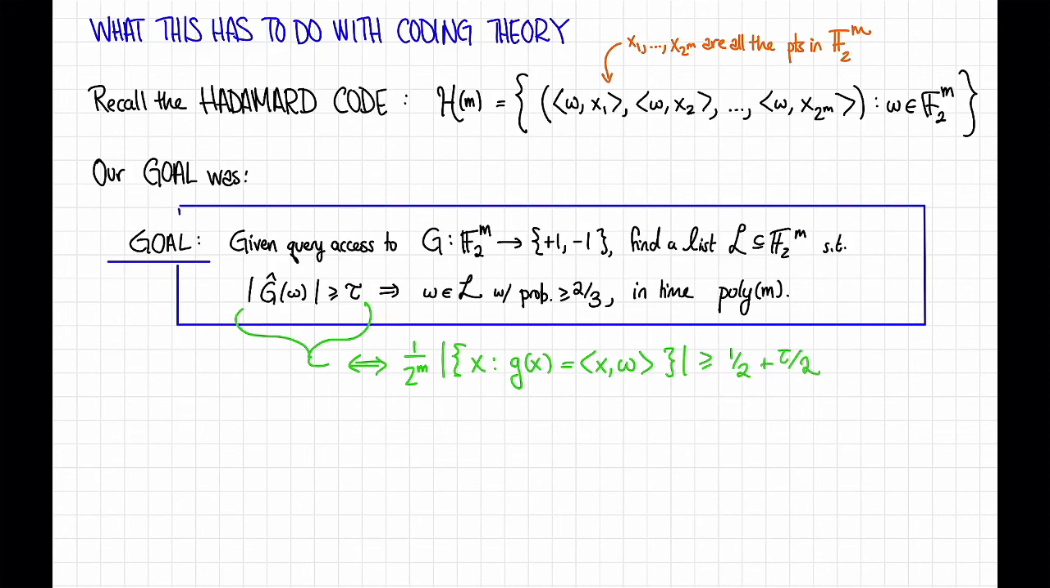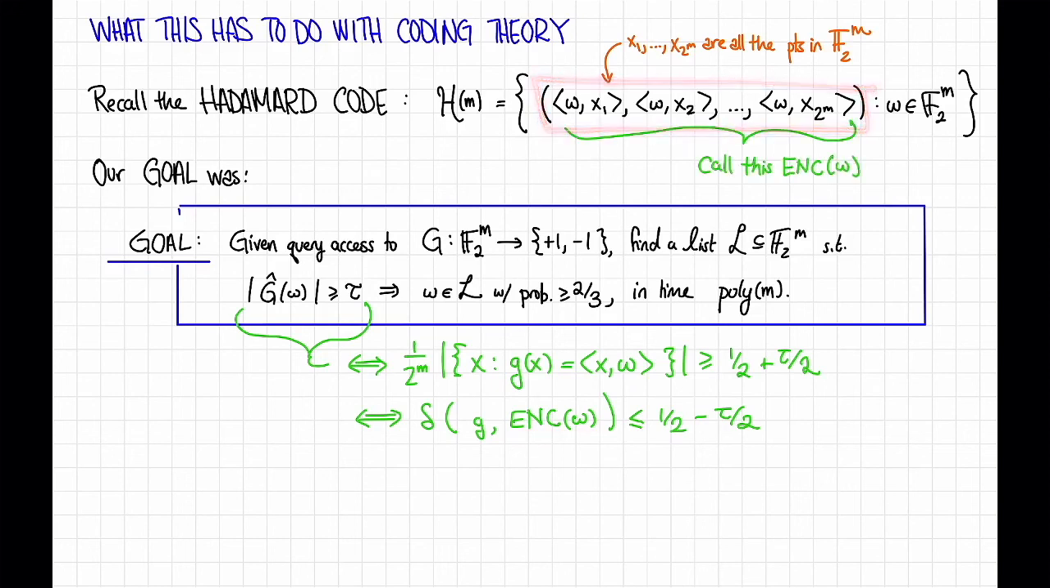We saw on the previous slide that this condition is equivalent to this condition, that is the fraction of x's so that g of x is equal to the inner product of x and omega is a bit larger than a half, larger than or equal to 1/2 plus tau over 2. And another way of saying that in the language of the Hadamard code is that the relative distance between g, where here by g I mean the vector that you get when you evaluate g at all of the points, and the encoding of omega under the Hadamard code, that is this vector here, is a bit smaller than a half, less than or equal to a half minus tau over 2, for some tau greater than 0.